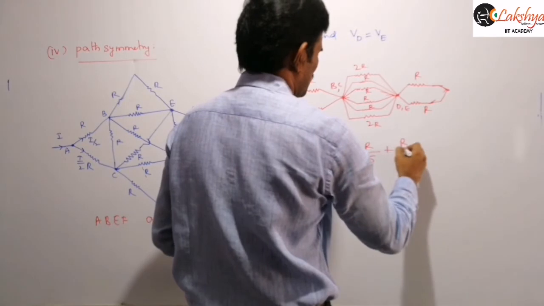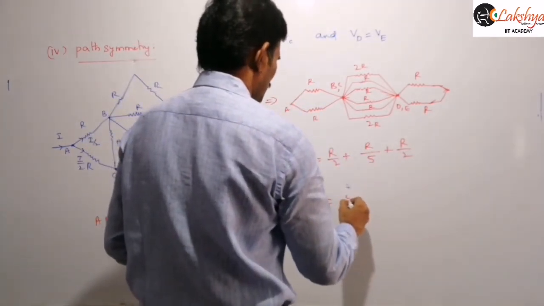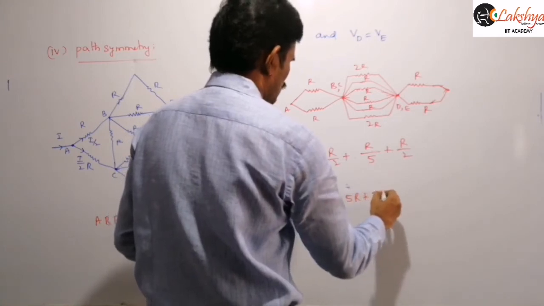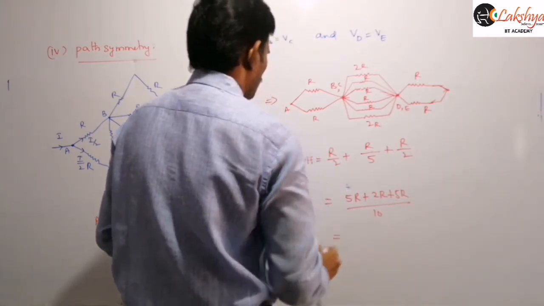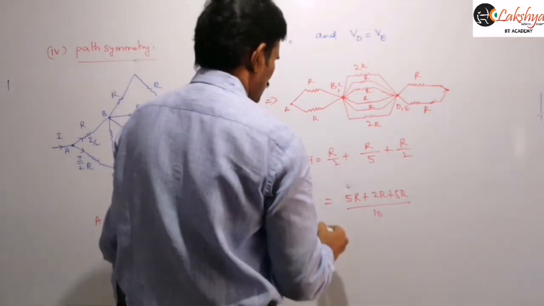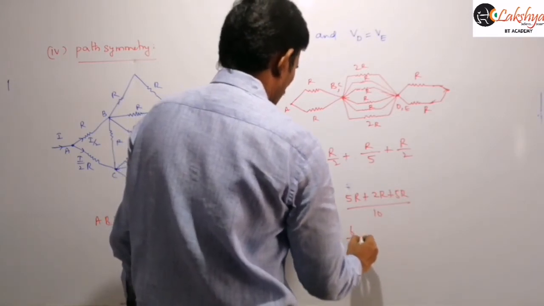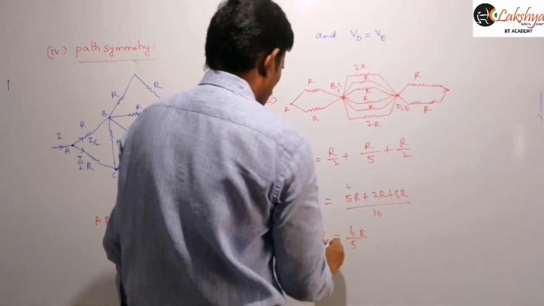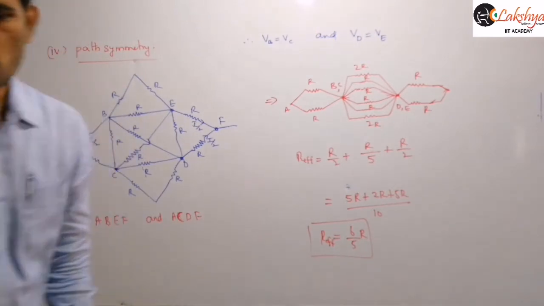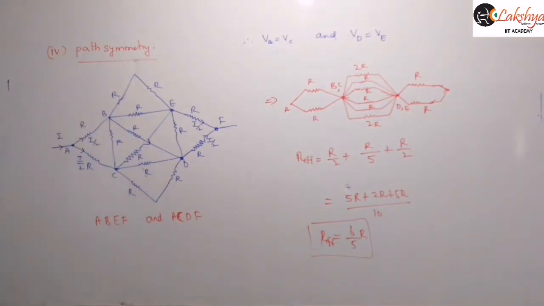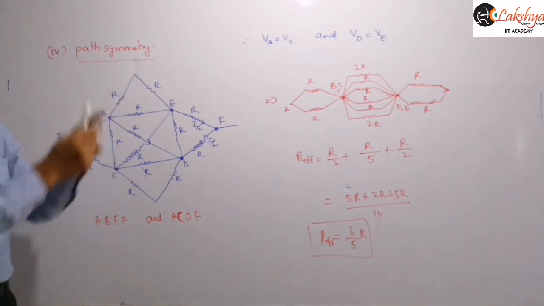Plus, and here also this is R by 2 you will get. And we can simplify this: 5R plus 2R plus 5R by 10, and so that is 12 you will get. So it is 6 by 5R. So that is our R effective here. Got it? Now see this, such a complicated circuit also we are solving very easily. It just becomes a series and parallel combination if you identify the equipotential points.